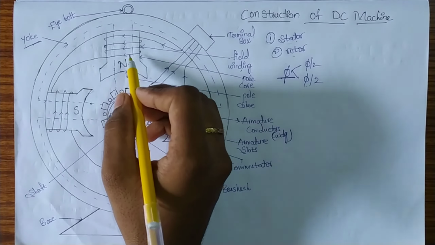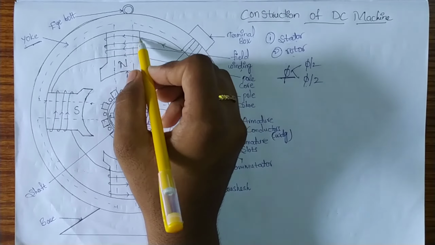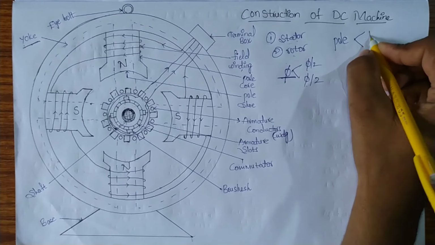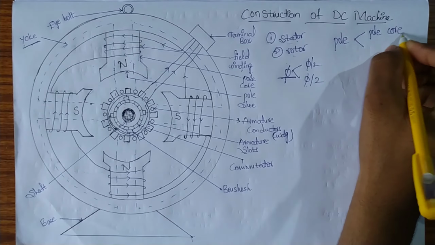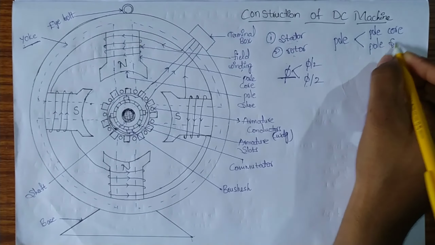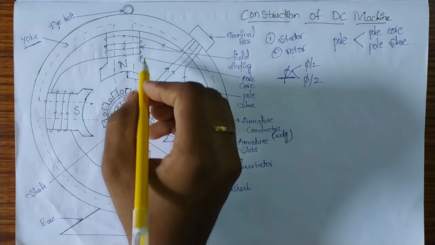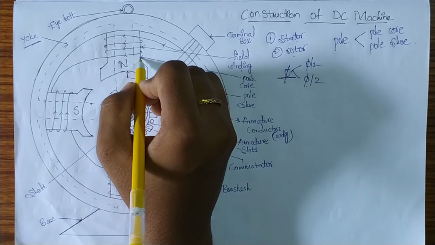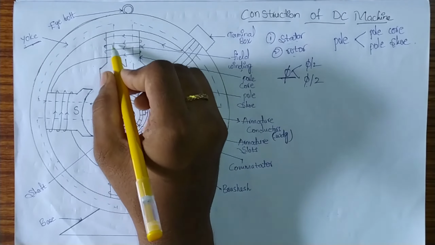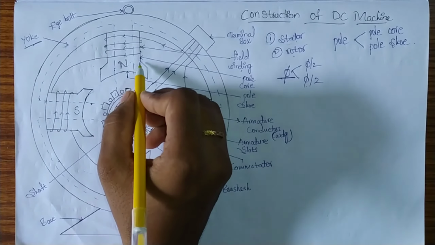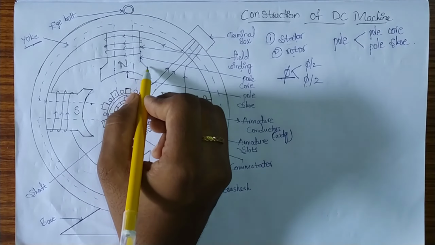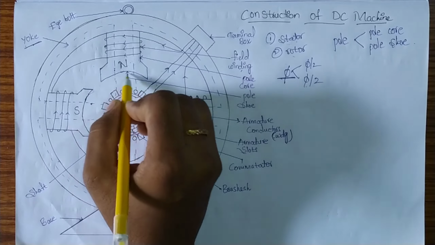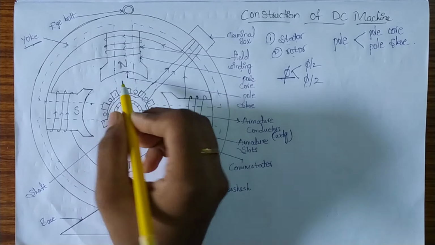And the next part is the pole. The pole is mainly divided into two types: one is the pole core and the other is the pole shoe. Here you can observe that this part is the pole core. The main function of the pole core is to carry the field winding. And next, you can observe that the pole is extended in length. This extended part of the pole is called the pole shoe.